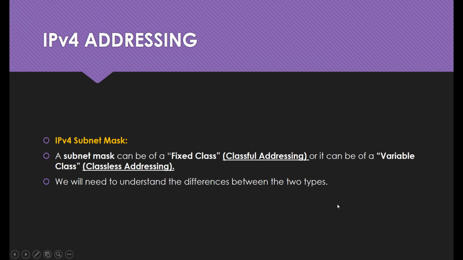So a subnet mask can be of a fixed class, which is classful addressing, or it can be of a variable class, which is classless addressing. So we need to understand the differences between the two types, and that is what we're going to do in the next video.